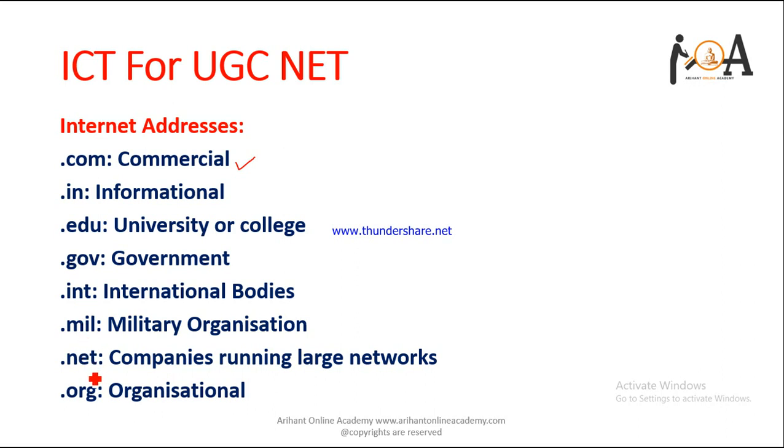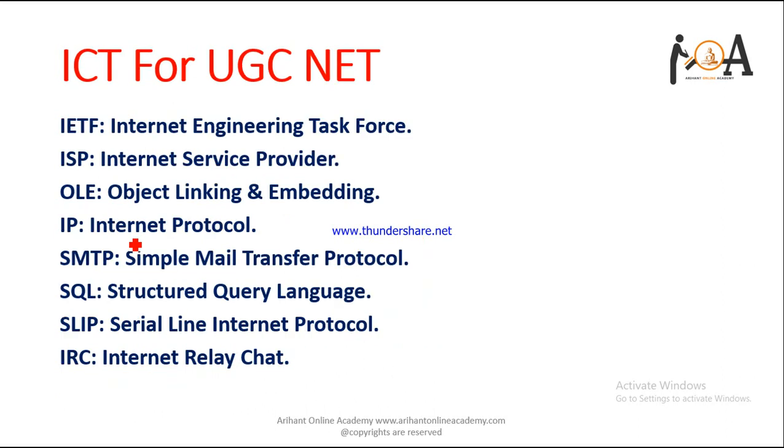.net is for companies which run on large networks, so they generally use .net as their internet address domain name. And .org is basically for organizations, or you can say non-profit organization websites use .org at the end of their domain name, right? So basically these are the internet addresses, and they may ask what purpose each is generally used for, right? So you should have knowledge of this also.